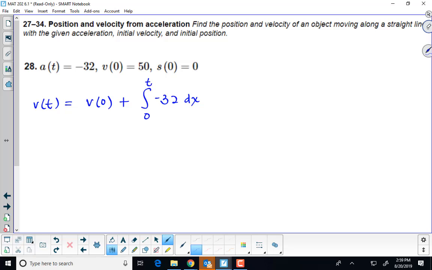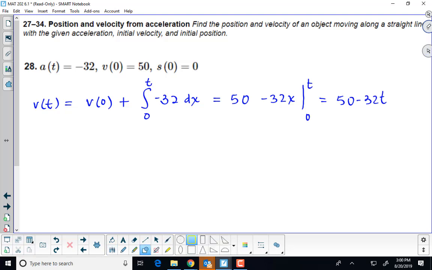And then we plug and chug, our v naught or our v of 0 is 50. And we are going to integrate with respect to x, so we're going to get a negative 32x. And the fundamental theorem says that we evaluate on the interval 0 to t. So this will end up being 50 minus 32 times t. So that is our future velocity given the acceleration and the initial value of velocity. This is the velocity that you are looking for.